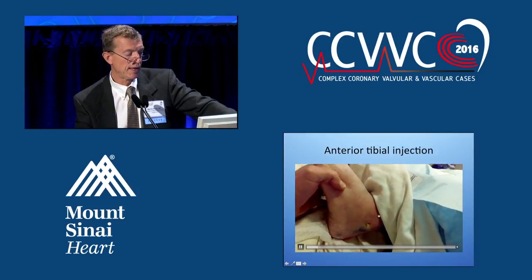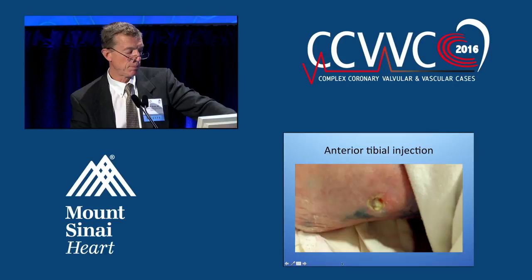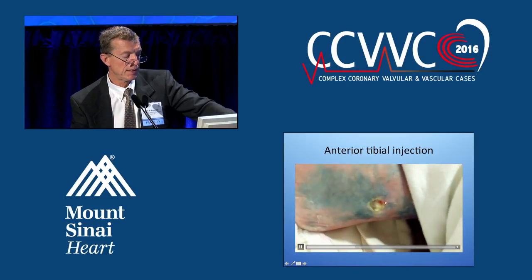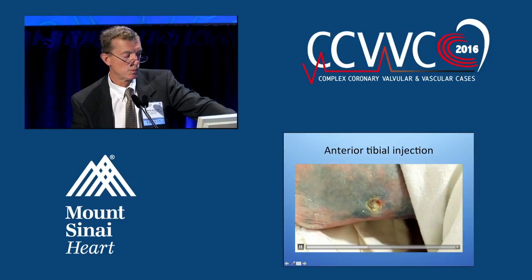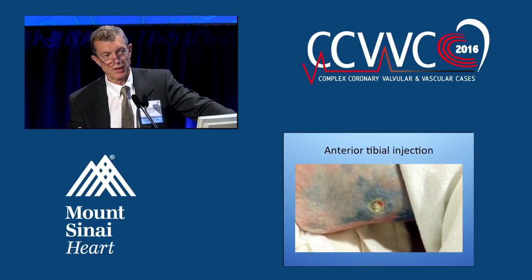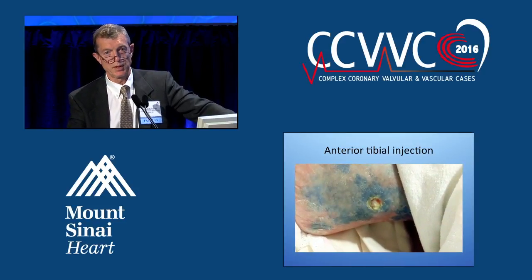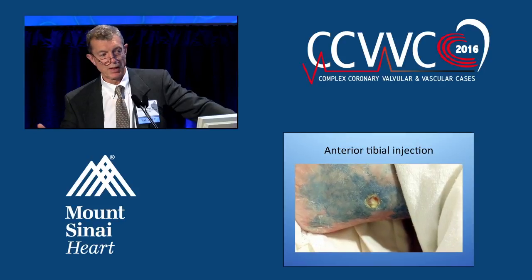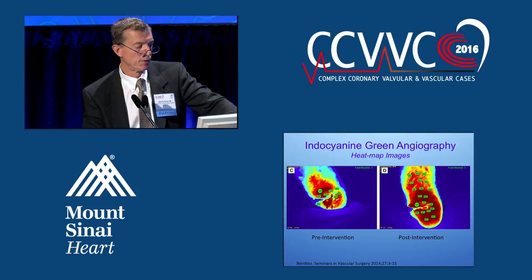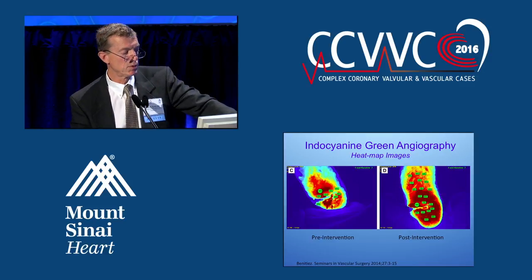Now, if we look at an anterior tibial injection in the same patient, you can see that the blush now is in the immediate proximity to the ulcerated region. And so what this can do is to give us a good indication that if the anterior tibial is treated, then there is perfusion of the ischemic region. There are a number of other techniques that can be used.